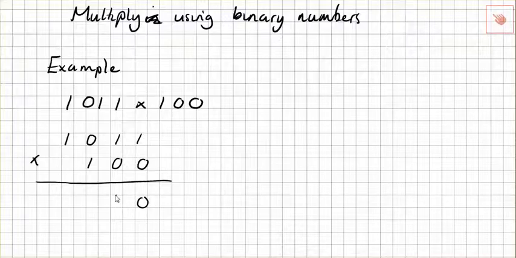1 times 0 is 0. But this can't be zero because, again, anything times 0 is 0. So even if it's 24 times 0. But I don't know if that's the same in binary. That's what I was thinking.